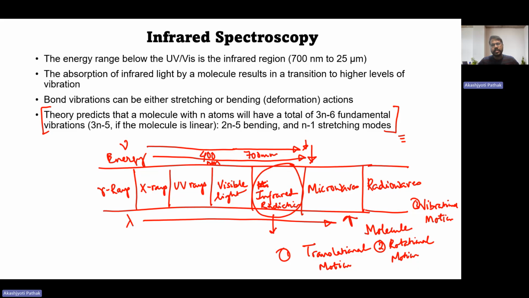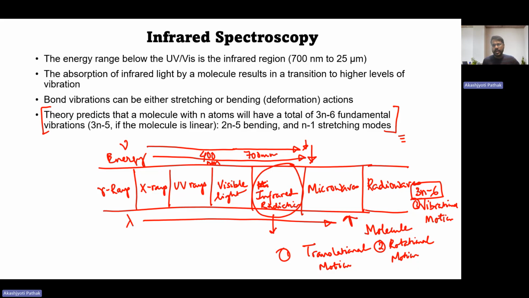Then comes the rotational motion. If you consider a nonlinear molecule, it can show three different rotational motions, along the x, y, and z axes. Okay. So there can be three rotational motions. And other than this, a molecule also shows vibrational motion. How many different vibrational motions can a molecule show? That is equal to 3n minus 6, where n is the number of atoms present in the molecule.